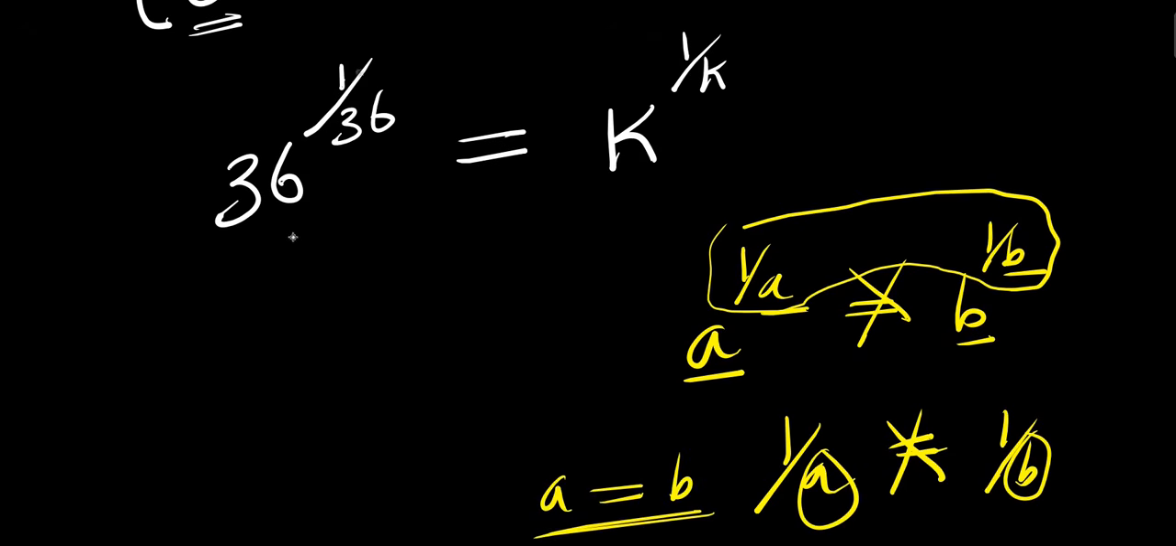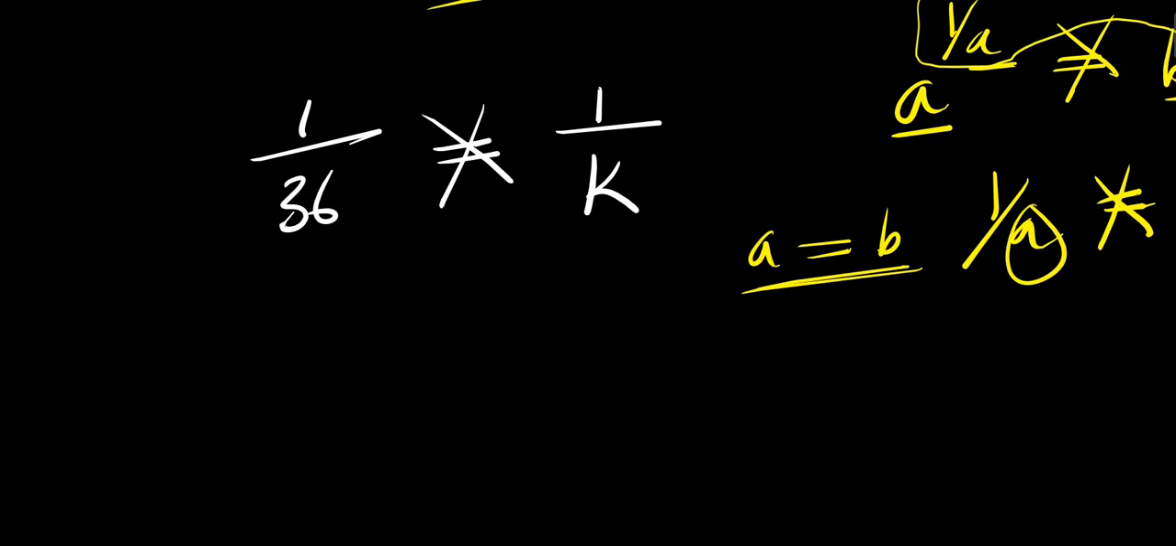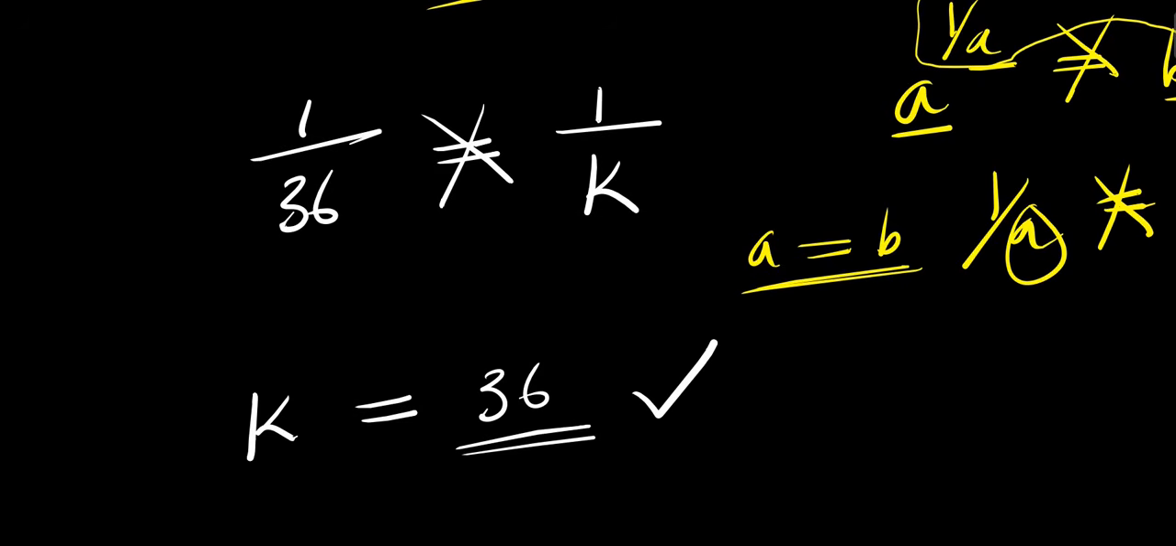So doing the same thing here, 36, 36, k and k. We compare these two. So we have 1 over 36 equals 1 over k. Then if we cross multiply, k times 1, that is k, equals 36 times 1, that is 36. And it is the value of our k.